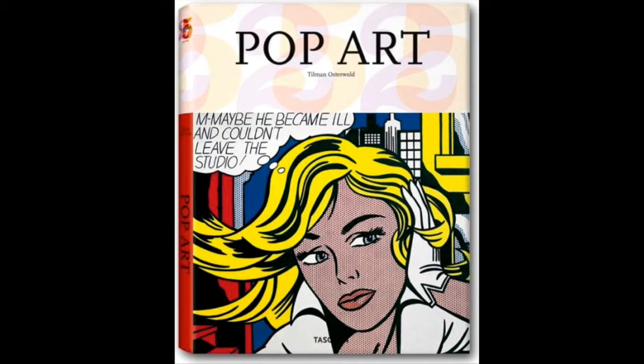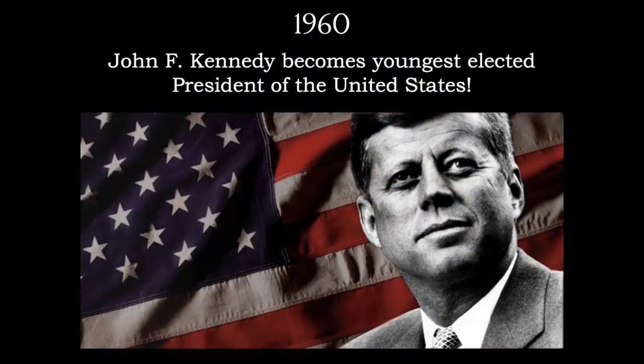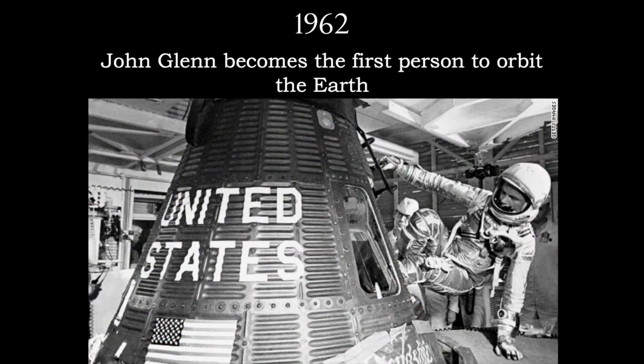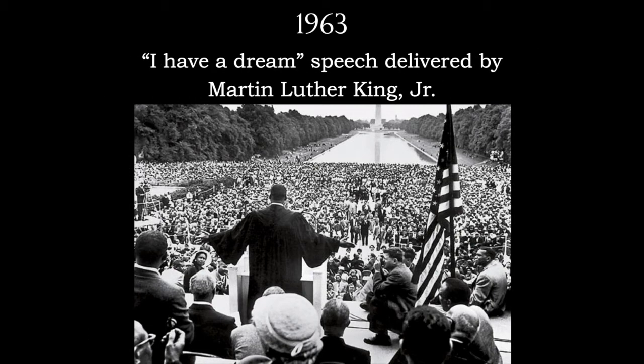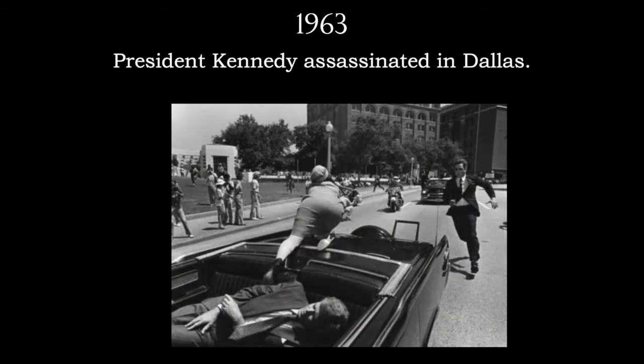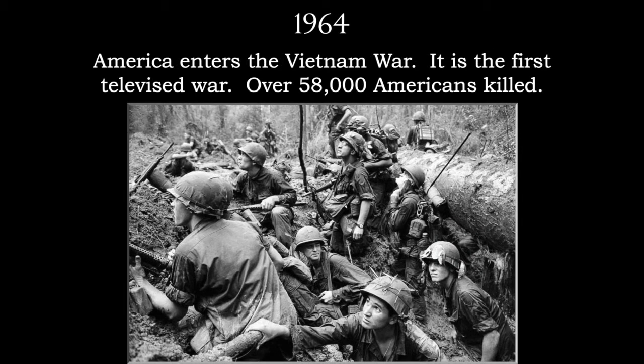All right, so you've got your list of topics down. I'm going to go through some of the most famous things that happened during this decade. Of course, JFK becomes the youngest president elected. John Glenn becomes the first person to orbit the Earth. Martin Luther King's I Have a Dream speech. Of course, we have the horrible assassination of President Kennedy. The first televised war, Vietnam.